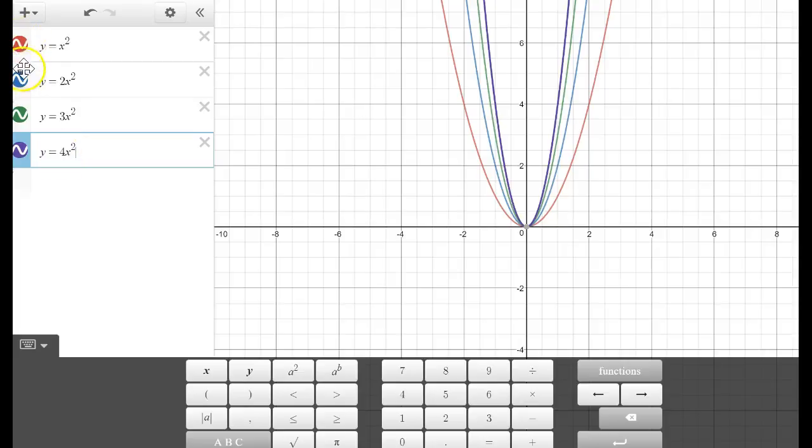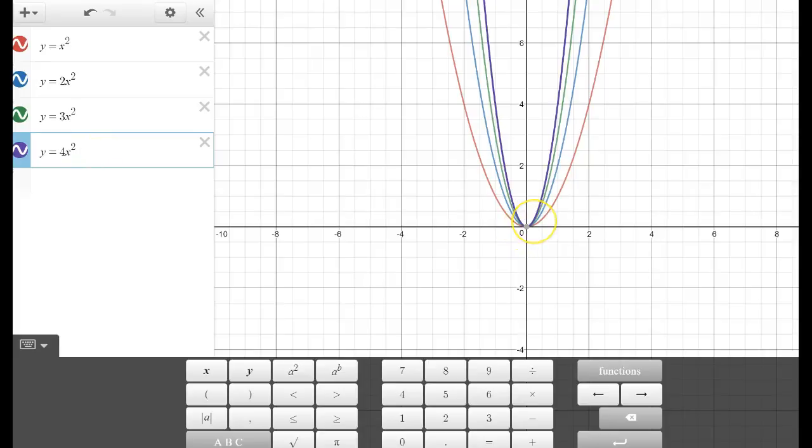What's nice about Desmos instead of a graphing calculator is that it actually color codes these lines. So I can match and say that my widest parabola is matching with my parent function, just plain old x squared. Then my next widest one is the 2x squared, 3x squared is the next, then 4x squared is the narrowest of them.